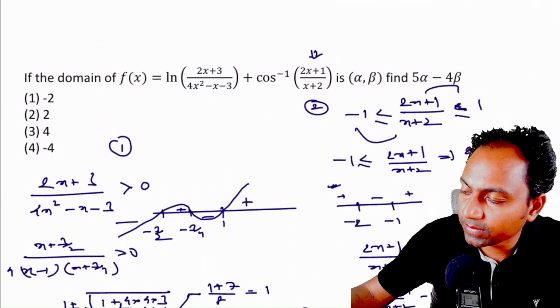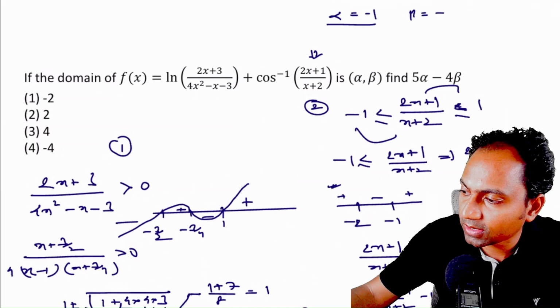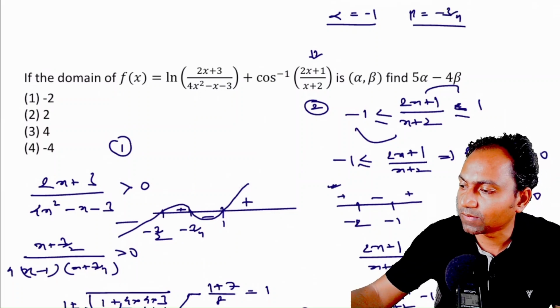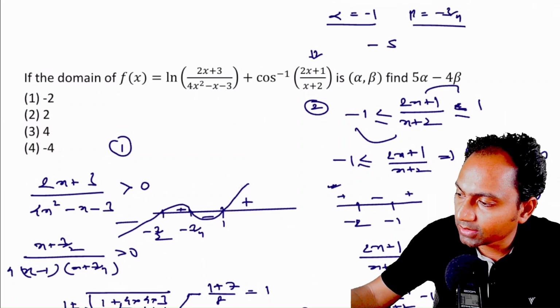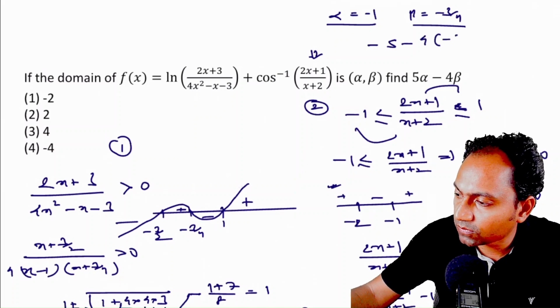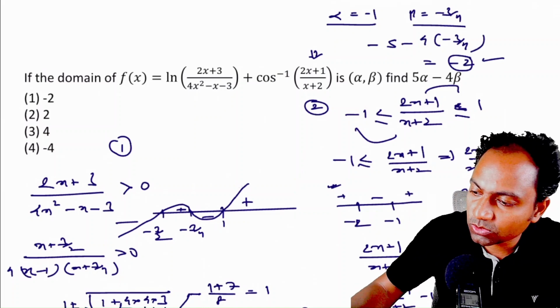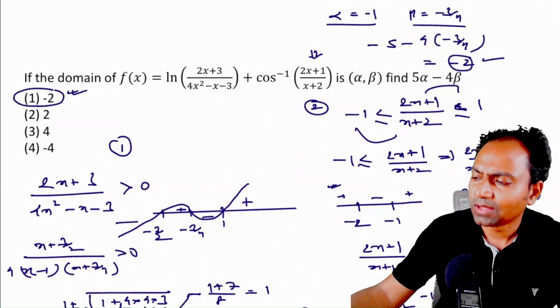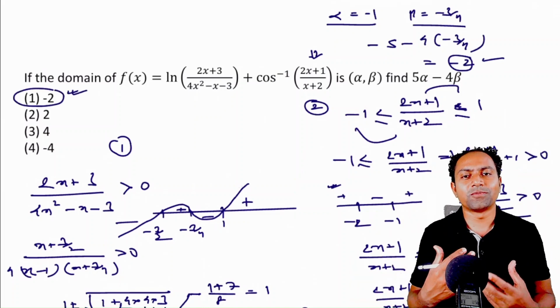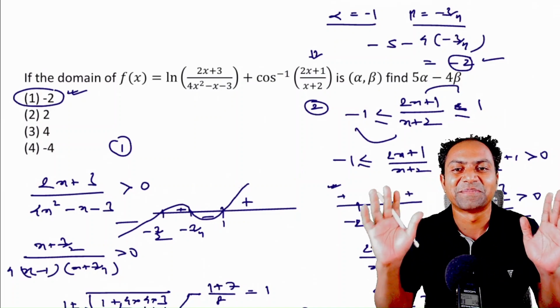So alpha becomes minus 1, and beta becomes minus 3 by 4. So if I put the values here, this will become minus 5 and minus 4 into minus 3 by 4. So you can see that the answer comes out to be minus 2. That is nothing but the option. A lot of calculations in this question, and if you get one wrong, then the answer will not match.